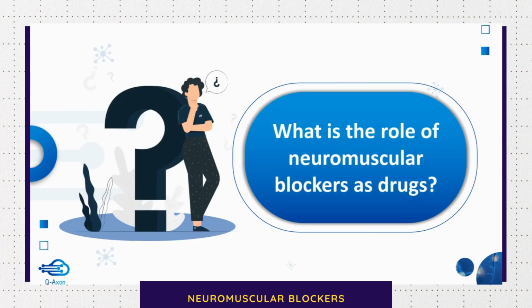So what is the role of neuromuscular blockers as drugs? Now, in clinical use, these molecules are mainly used in the context of surgery as adjuncts to anesthesia. These produce muscle paralysis and relaxation of skeletal muscles, which is beneficial during surgery. This also paralyzes the vocal cords and allows easy intubation of the trachea. However, when we use neuromuscular blockers during surgery, mechanical ventilation must be provided to the patient in order to maintain respiration because there would be respiratory muscle paralysis.